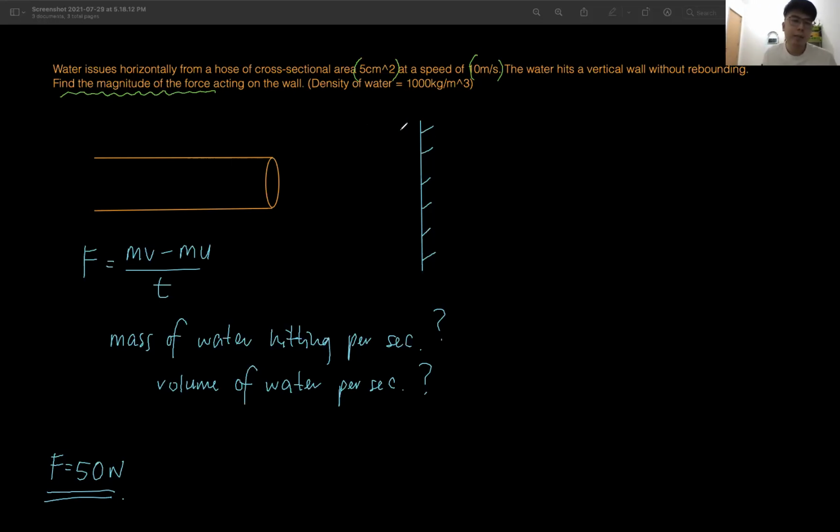Now because the water flows continuously, we cannot find the mass of the water. The velocity we already know, right? The v is 0 and the u is 10 meters per second. And also we don't have the time. What is the impact time? Okay, we can use the speed. Now, you know that the water is flowing at a speed of 10 meters per second, correct?